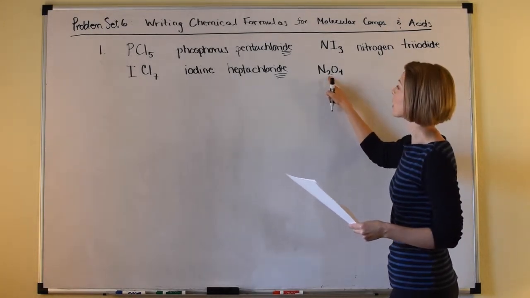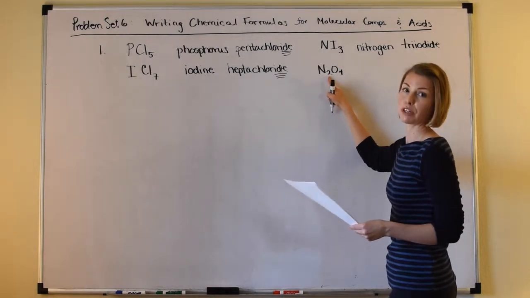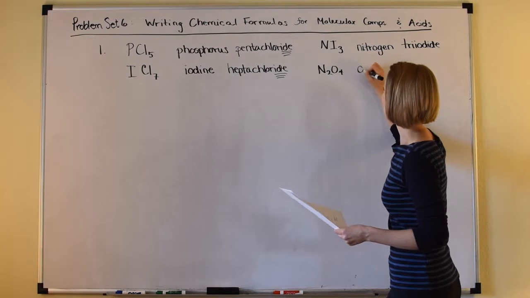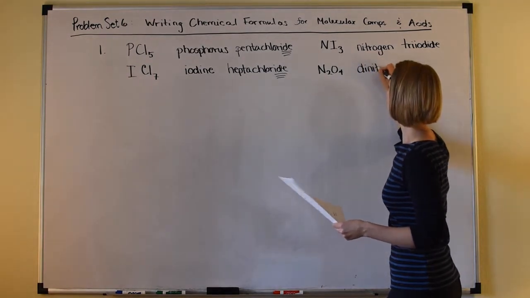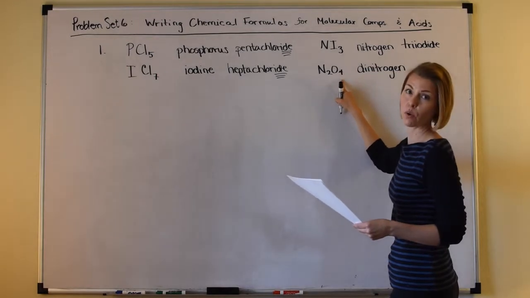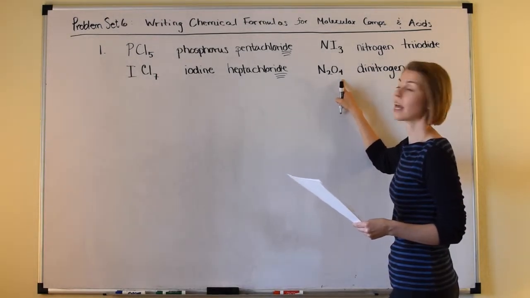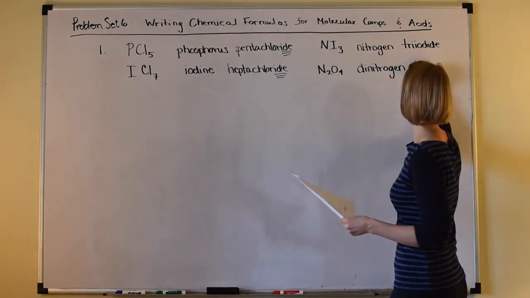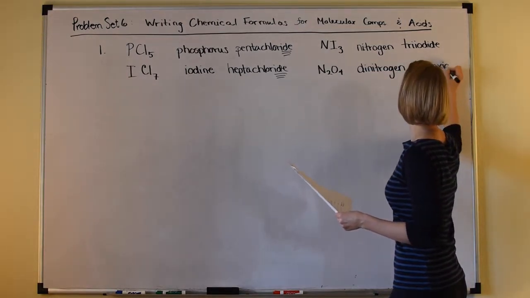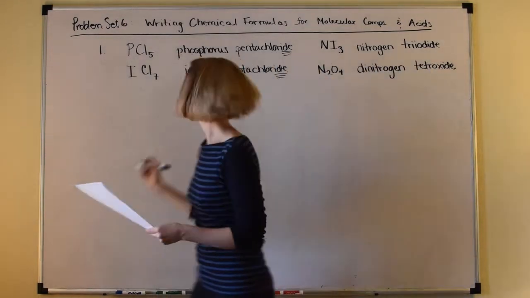All right, now we finally see one that doesn't have a 1 for the first element, so we're going to need the prefix now. It is dinitrogen and tetra for 4 and oxide. So we're putting an A and an O together, so we're going to drop the A and call it tetroxide. Okay. All right, going on to number 2.